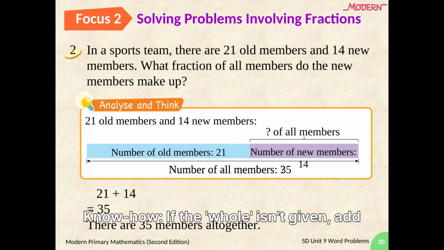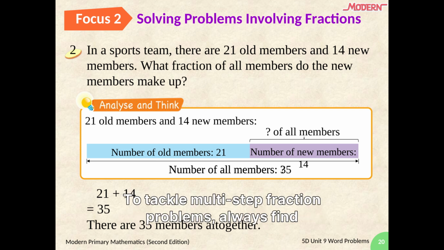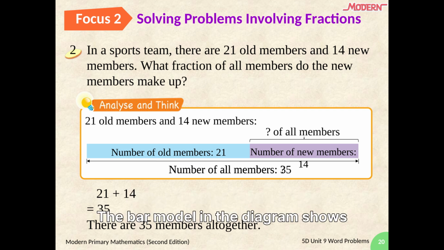2/5. Know how? If the whole isn't given, add the parts together to find it. This is a common trap in word problems. Don't fall for it. To tackle multi-step fraction problems, always find your total first. The bar model in the diagram shows this step-by-step logic perfectly.